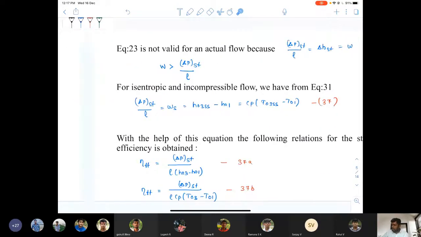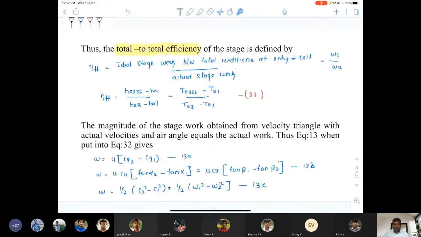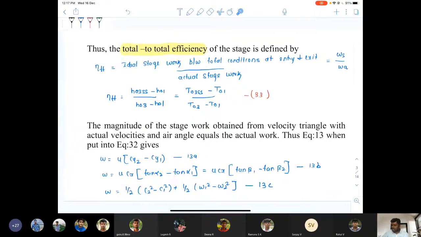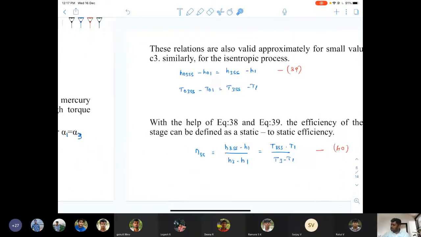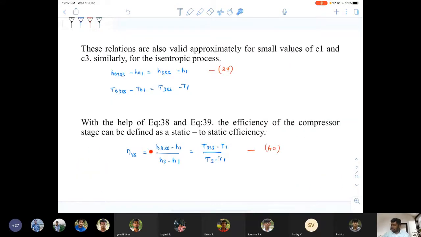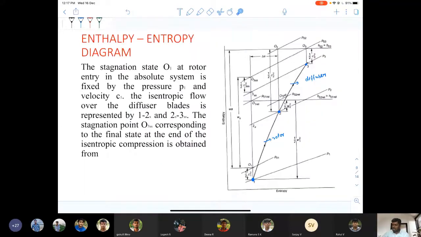This is how the total to total efficiency and static to static efficiency are derived. This gives the total to total efficiency, and this gives the static to static efficiency. So we have derived the equation for the efficiency of an axial flow compressor.